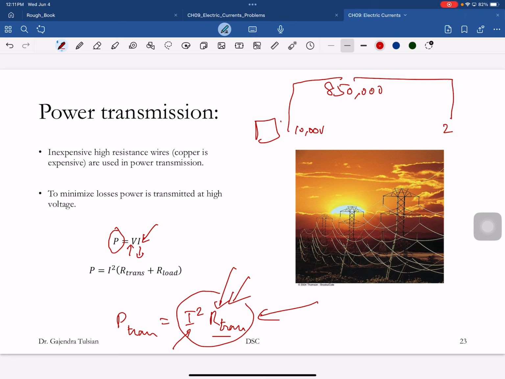And then you don't want 850,000 volts coming to your house. Then you jack it down to 240 volts. So that's where you use the step up and step down transformers.